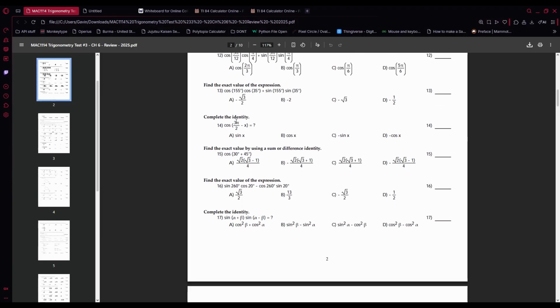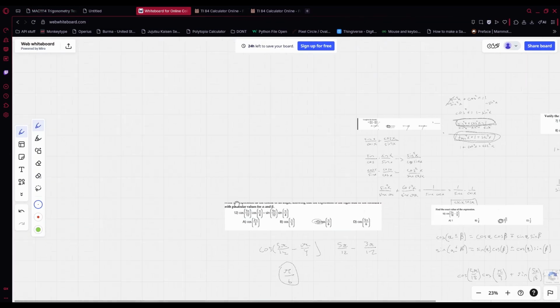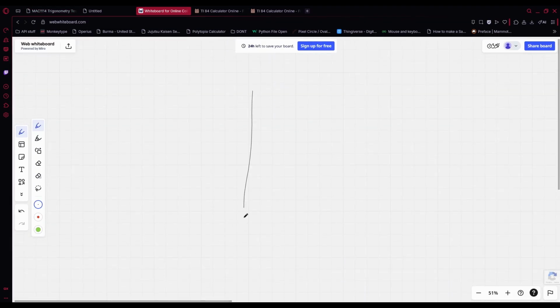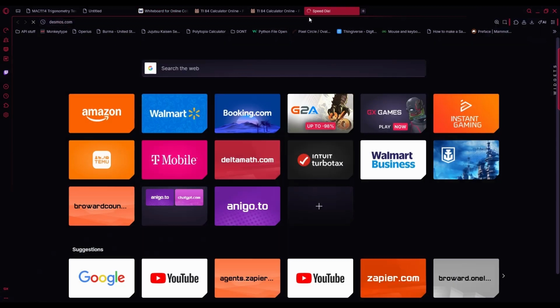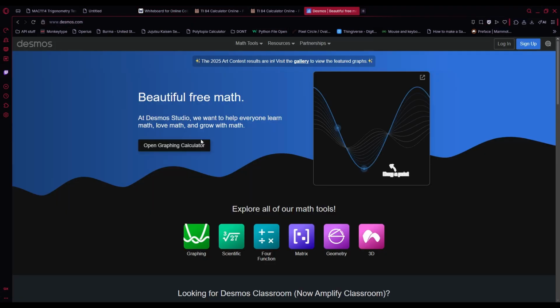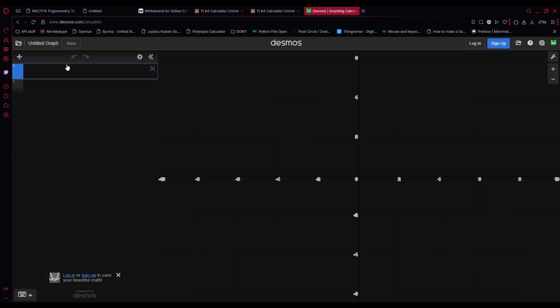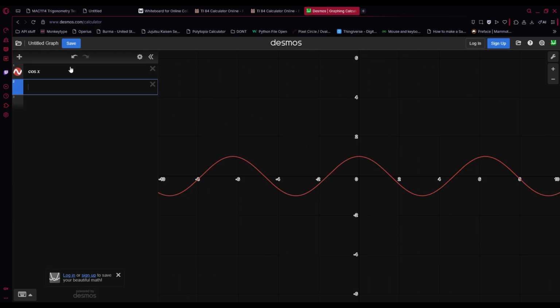Complete the identity, cosine of 3 pi over 2 minus x. Now this one's a little weird, a little annoying. But one thing you can think about is the graph of cosine and sine. Actually, I think Desmos would be easier for this. My drawing skills are not terrific. So I have cosine x, and I have sine x.